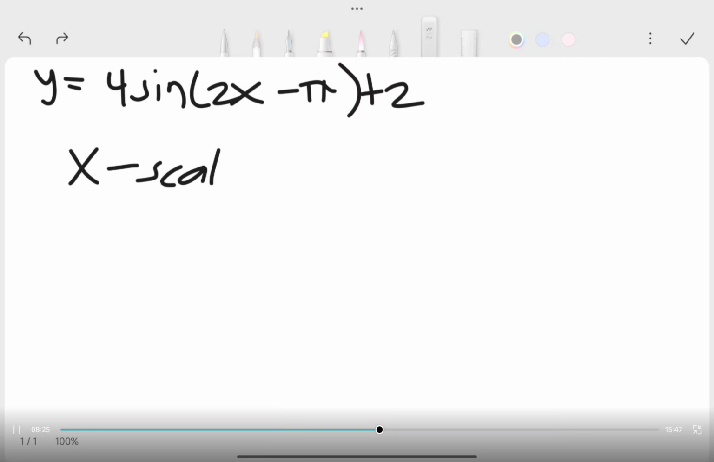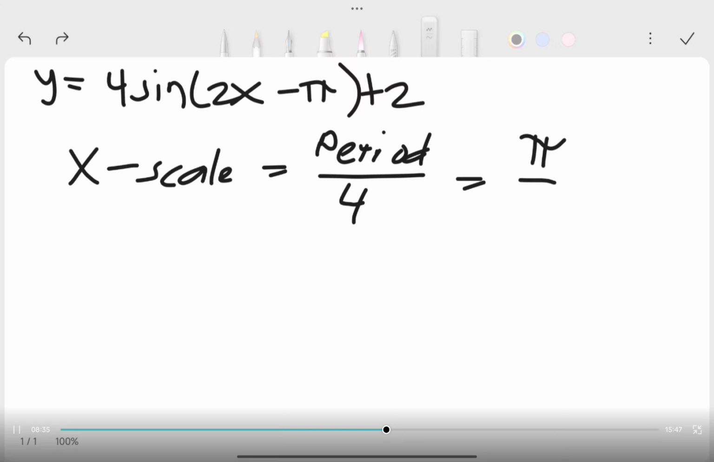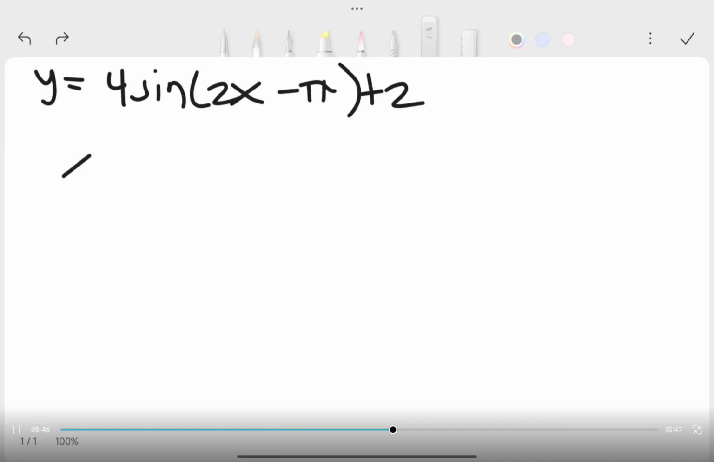And next is the x scale. Our x scale is period over 4, and the period is equal to pi, because we'll step by pi over 4 along x to mark the 5 important points of one cycle.